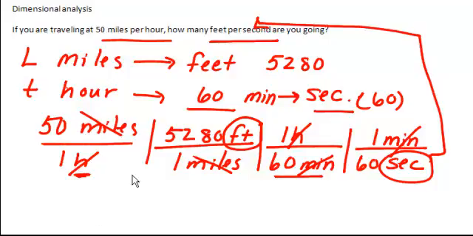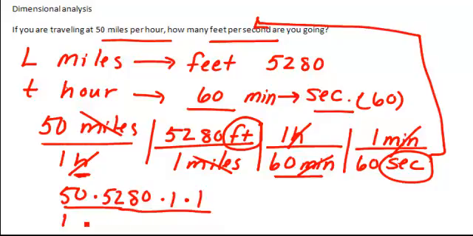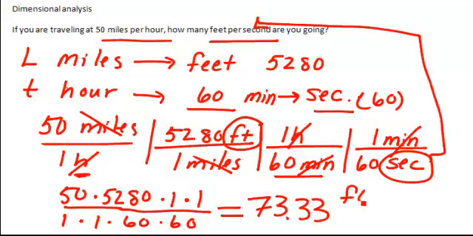So let's distill this problem down into the math. We take 50, which was divided by 1. It's now multiplied by 5,280, and again 1 and 1 in the numerator. Let's extend this, and the denominator will be the product of 1, 1, 60, and 60. When you plug this into your calculator, you'll get an approximate answer of 73.33, and again the units of feet per second. Now that we're all done, we've found out that it's just over 73 feet per second that is the equivalent of 50 miles per hour.